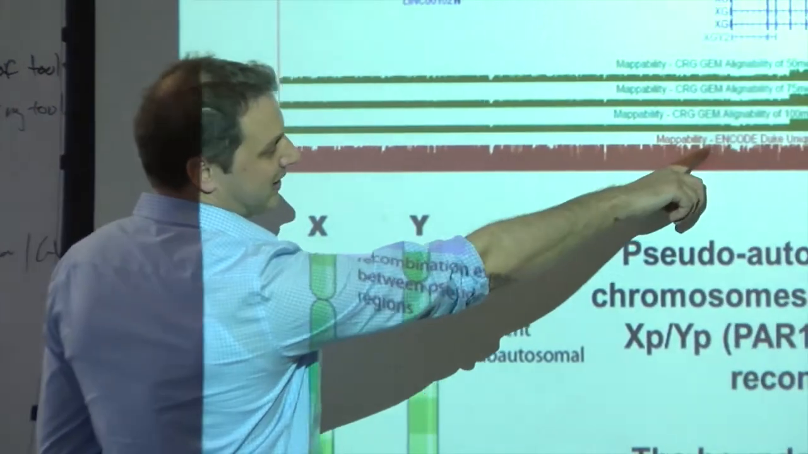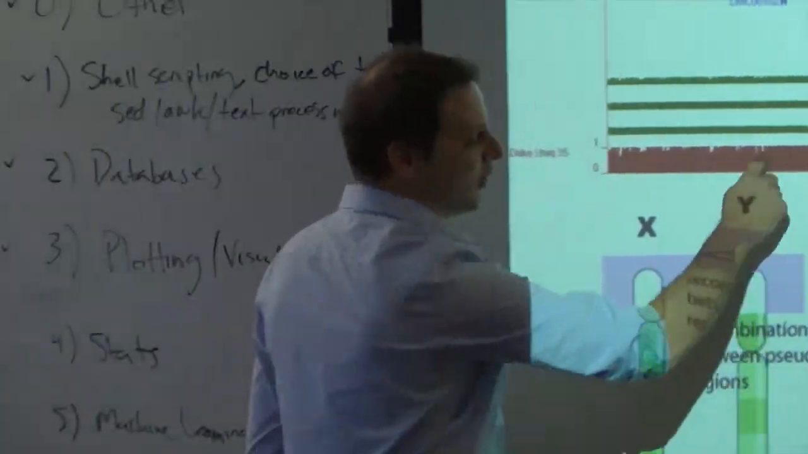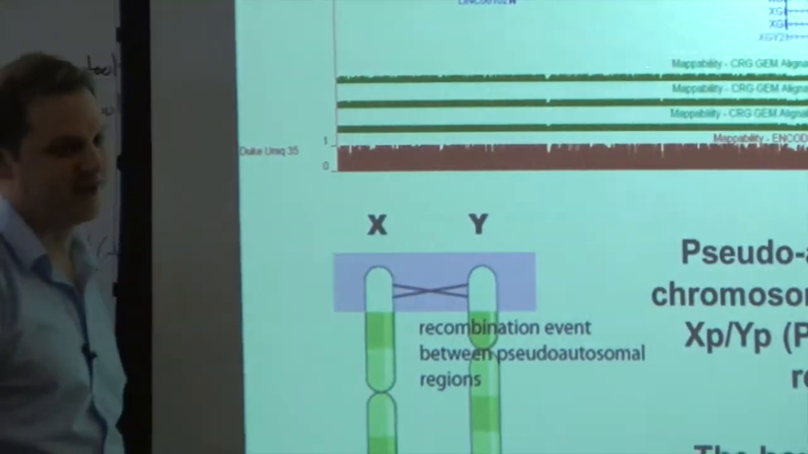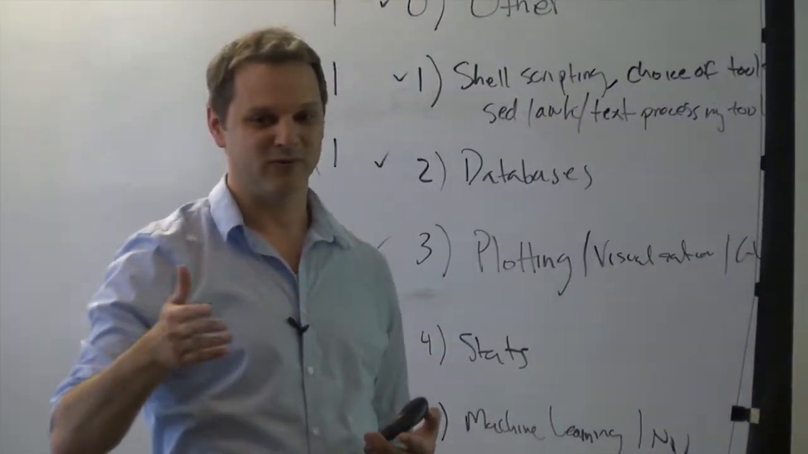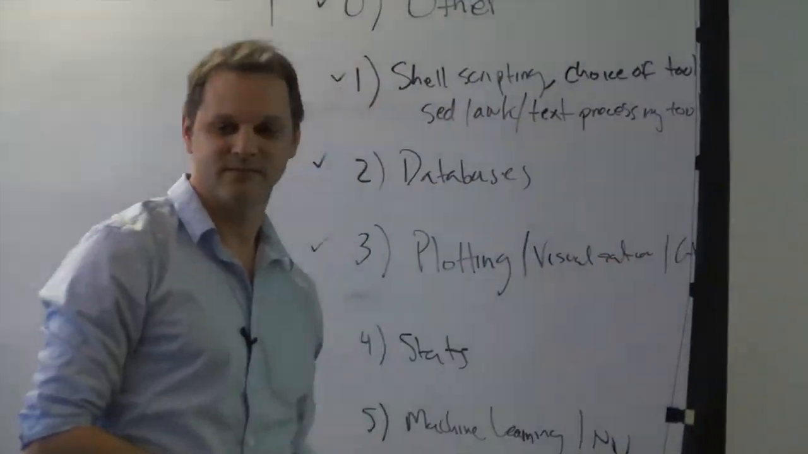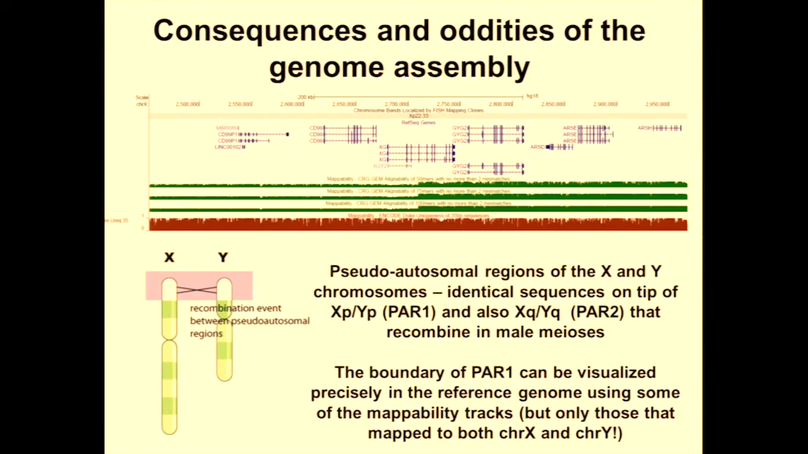Interestingly, if you look at this other mappability track produced by a different group, you don't see that. That was simply because these guys didn't consider the Y. They only considered chromosomes 1 through 22 plus X. These guys threw in the entire genome, and so they see it. So again, this is a good general thing to know. There are always choices when you're doing bioinformatics and genome analysis, and a simple thing like what you include when you're doing your read mapping can have a huge difference on what comes out the end.